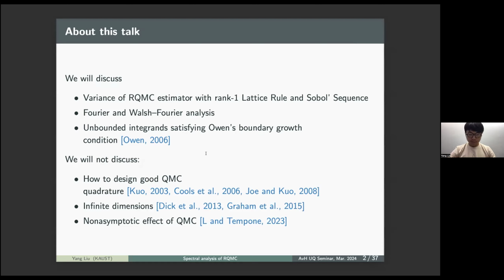We'll not discuss how to design the good QMC quadrature. We suppose that we already have good ones from the earlier literature. We'll only talk about the finite dimensions, and we'll only talk about the asymptotic convergence rate of QMC.